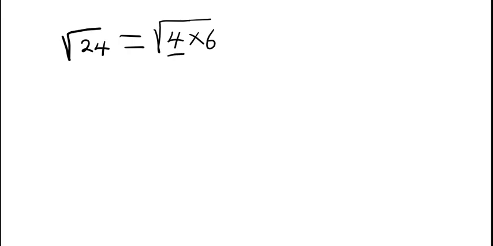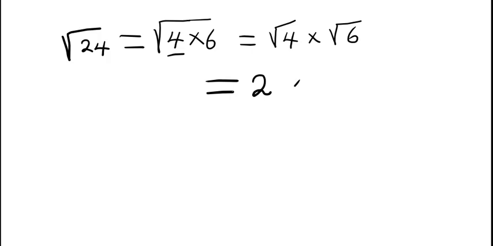Then we can also have this as square root of 4 multiplied by square root of what? 6. Then what is the value of square root of 4? We have it as 2. Then multiplied by square root of 6, which will give you 2 square root of what? 6. This becomes your answer.